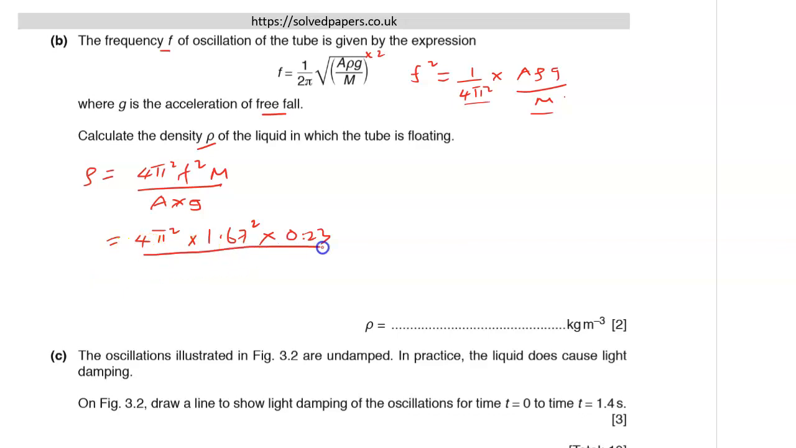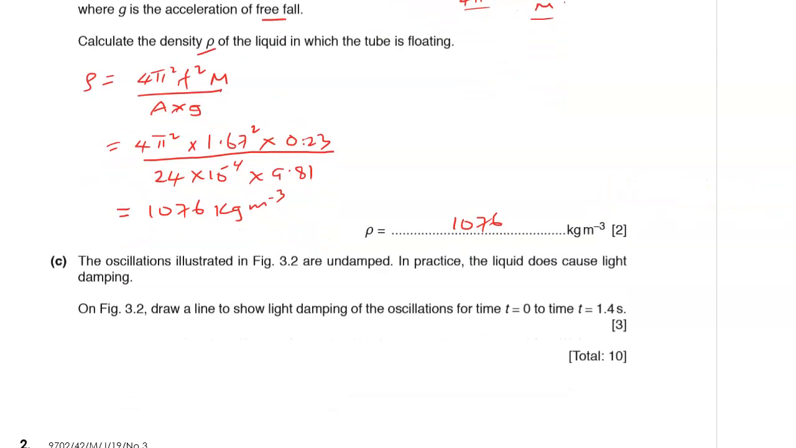0.23. All of this is divided by the cross-sectional area, which is given as 24 centimeters squared. So this will be 24 times 10 raised to power minus 4, and g is 9.81. Correct evaluation will give you 1076 kilograms per meter cubed. 1076 is approximately 1000, which is the density of water. That's the density there.